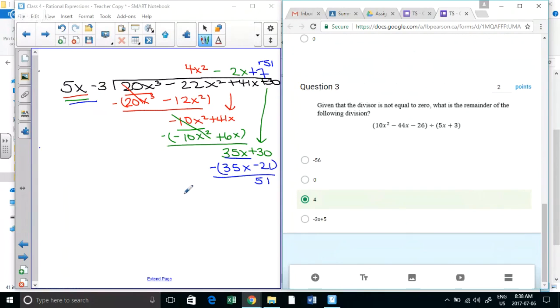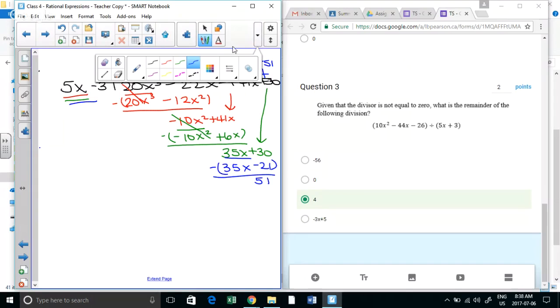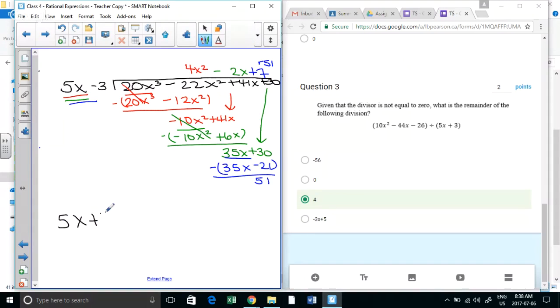Okay, question 3 on the third quiz. Like I said yesterday, there was a typo or a problem with the answer. So we can go over it. If you got 4, that was the right answer to that question. Okay, so we can go over it quickly. So we have 5x plus 3, and we have 10x squared minus 44x minus 26.